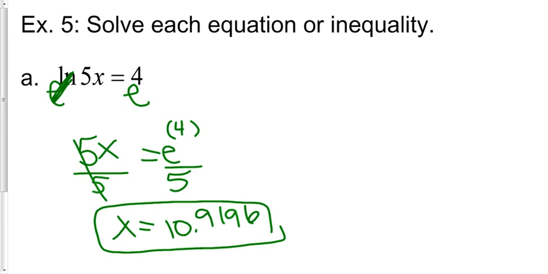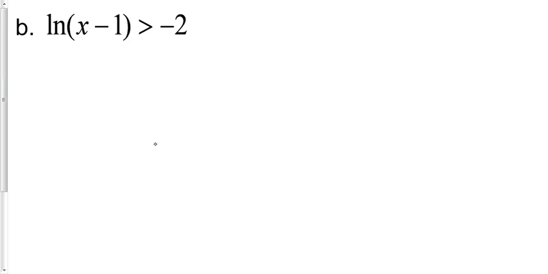Okay, so all you need to remember for this section is that ln's and e's cancel each other out. e is always a base, ln's a natural logarithm. Here's the last one I'm going to show you. You've got the ln of x minus 1 is greater than negative 2. I want to cancel out ln, so the inverse of the natural logarithm is base e. So we're going to sneak that in on both sides here.